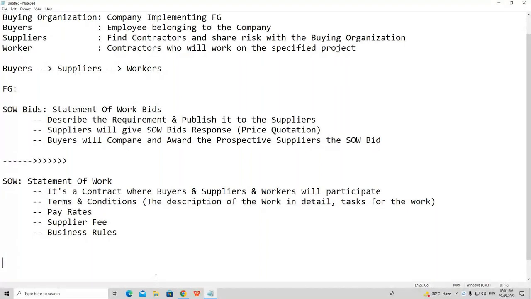You will need an enhancement request. How will you basically capture the pay rates? Pay rates are based on the number of hours, number of days, number of months. So how will you capture that particular information? Can you create any data type in Ariba?